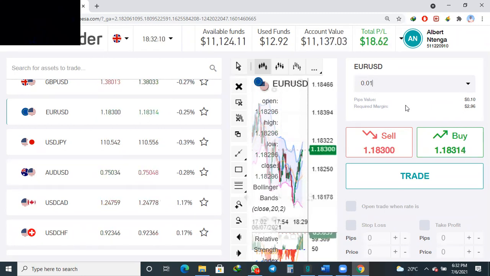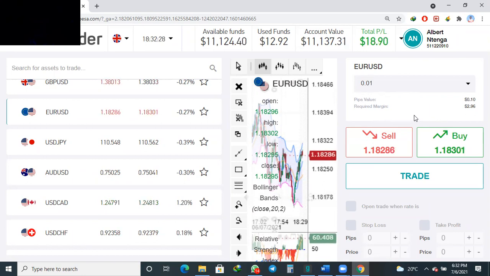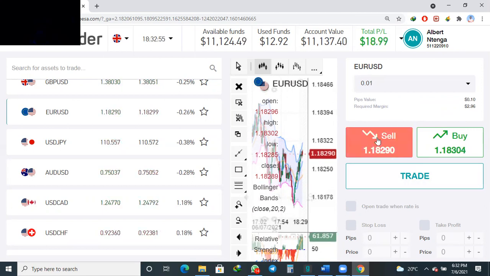Now you have done your analysis and you see it's biased to be a sell order or a buy order. Just on the right side of your screen, for the one using a desktop, and for one using a mobile application, once you log into your mobile application and enter your details, you will just click on the euro dollar. At the bottom of your screen you see a chart, and you see this instruction.